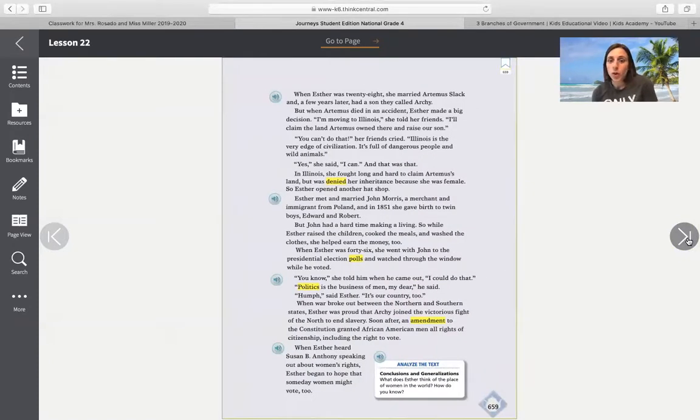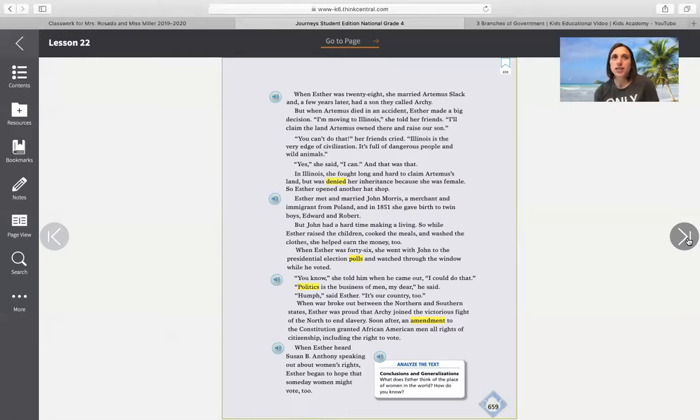When Esther was 28, she married Artemus Slack, and a few years later had a son called Archie. But when Artemus died in an accident, Esther made a big decision. I'm moving to Illinois, she told her friends. I'll claim the land Artemus owned there and raise our son. You can't do that, her friends cried. Illinois is the very edge of civilization. It's full of dangerous people and wild animals. Yes, she said, I can. And that was that.